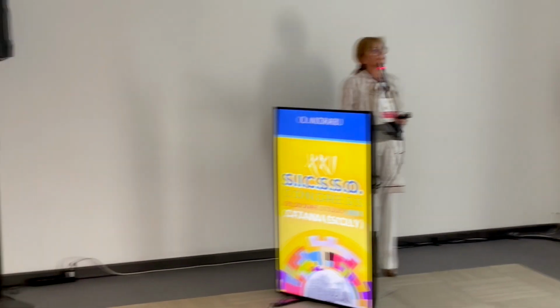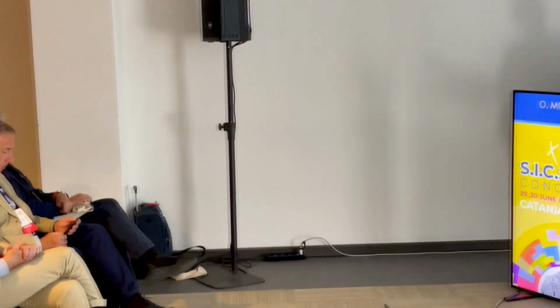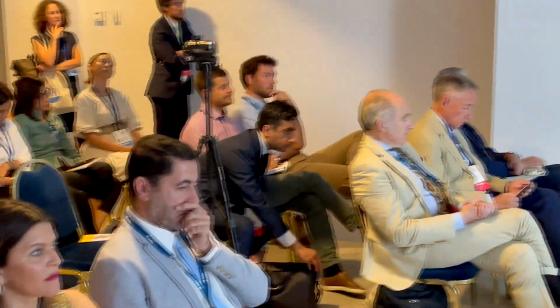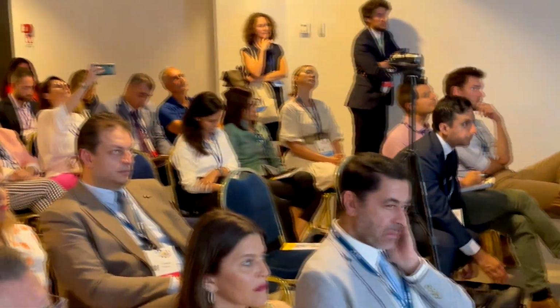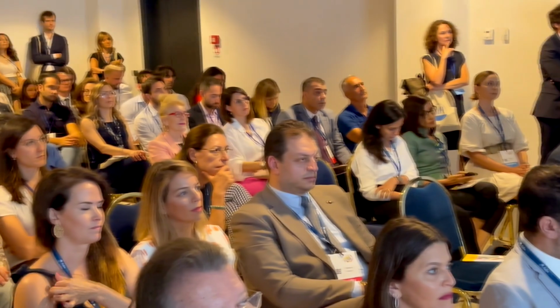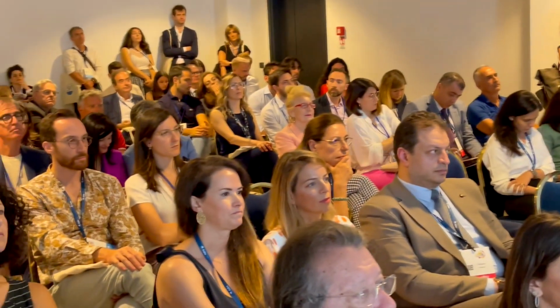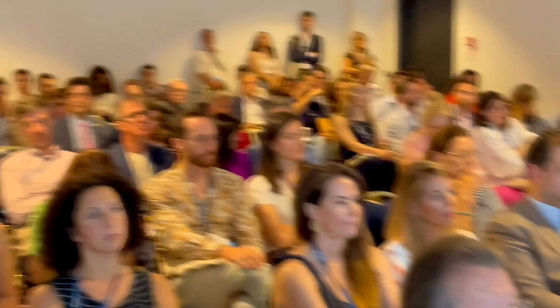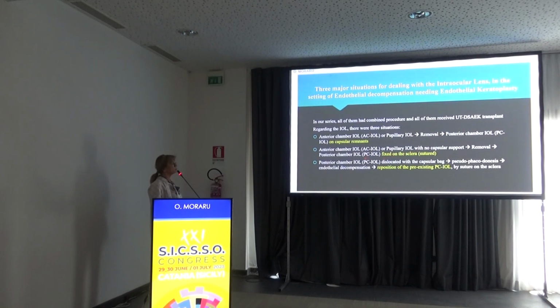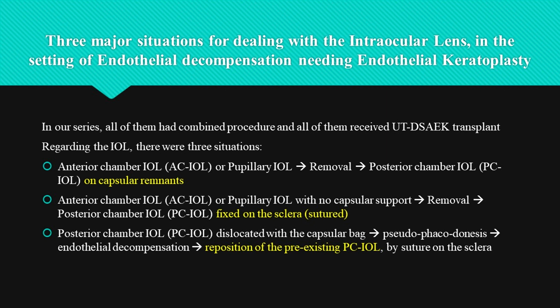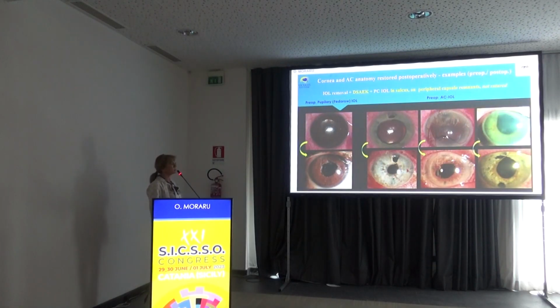Regarding the IOL, there were three situations. First group, anterior chamber or pupillary IOL have been removed and we put a posterior PC IOL on capsular remnants. The second group, either AC IOL or pupillary IOL were removed, but we had no capsular support at all. We removed them and we needed to put another one fixed on sclera, sutured. And the third group is a posterior chamber IOL dislocated with a capsular bag, and we needed to reposition this pre-existing PC IOL. So we kept the bag and the IOL in reposition.